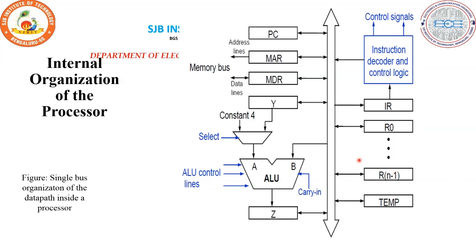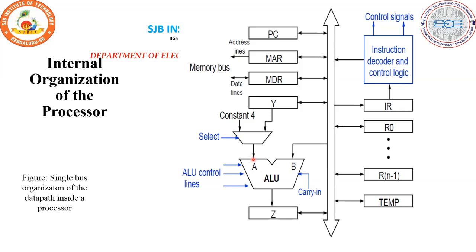Okay, the multiplexer here, you are able to see, selects either the output of the register Y or a constant value of 4. When the constant value is selected, the program counter is going to be incremented by 4. If Y is selected, that is the data being copied from the memory to the ALU. So this multiplexer is used to select either Y or the constant 4, one of the inputs provided to the multiplexer.